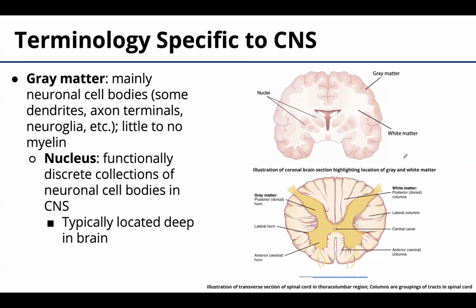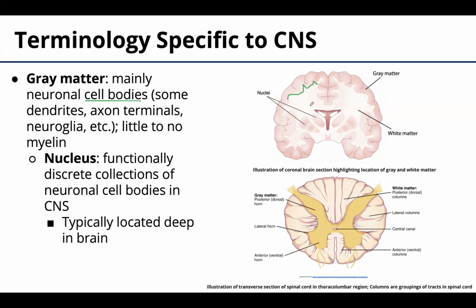So the gray matter consists primarily of neuronal cell bodies and some other stuff like proximal dendrites, axon terminals. But the star, what we want to get across here, is that gray matter is composed of cell bodies. The gray matter is most visible on the outer or superficial surface of the brain, the cerebral cortex. We'll talk a little bit more about that.